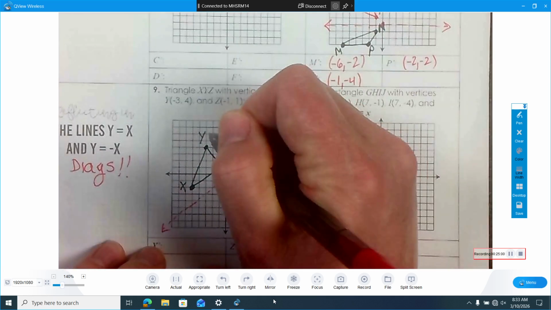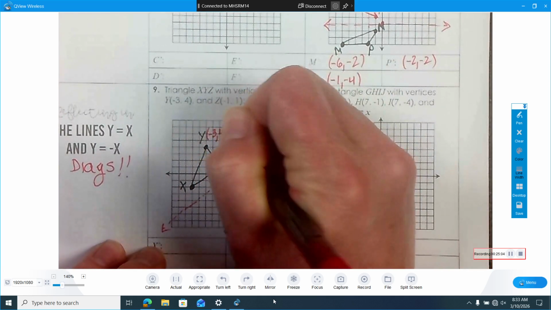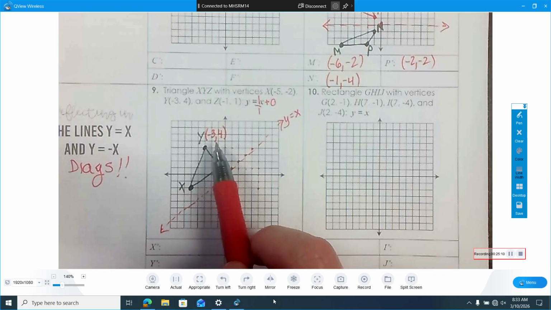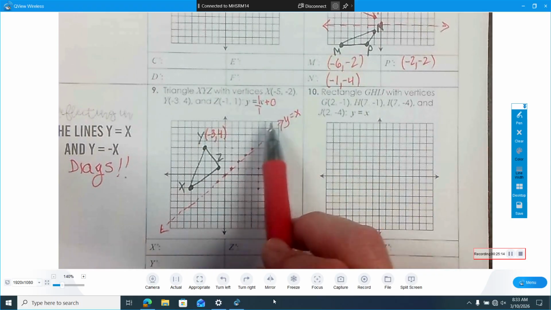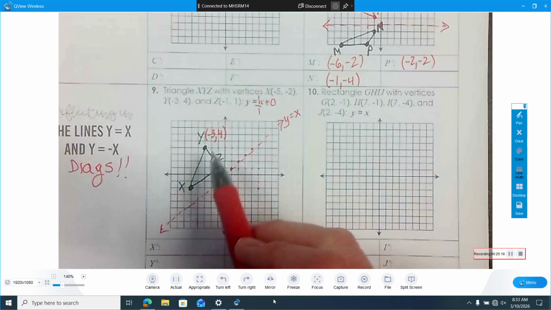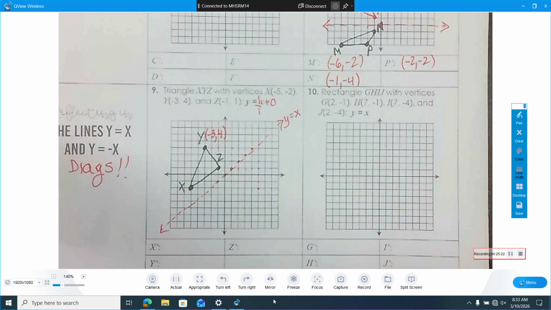What if you reverse it so it'd be positive 5, positive 2, and then positive 3, negative 4, and positive 1, negative 1? So, wait, you said reverse them. Yeah. Reverse the x's and y's? Yeah. Oh, that's interesting. So you think negative 3, 4 should become what? Positive 3, negative 4?